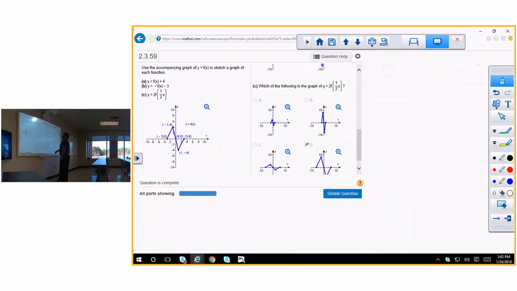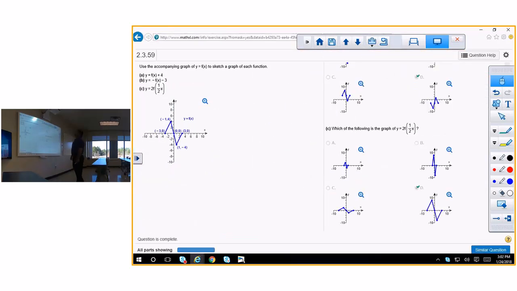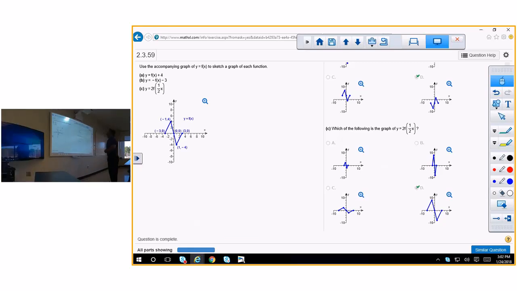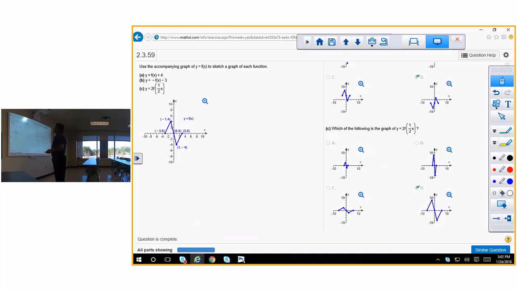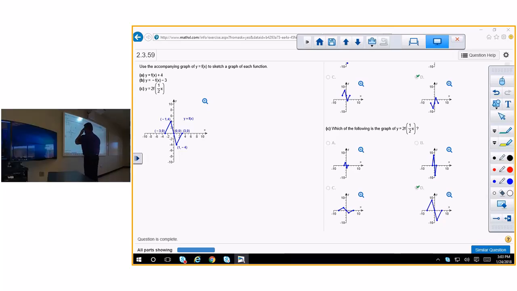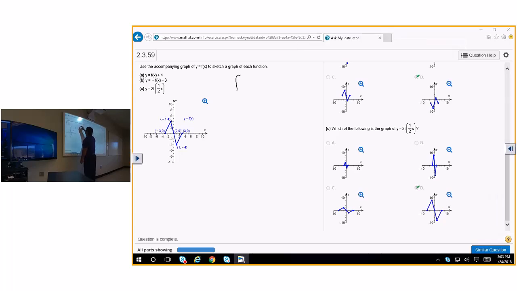Use the accompanying graph of y is equal to f of x to sketch the graph of each function. All right, f of x plus 4. Okay, well, before I do anything, let me just go here and remember. Now, you may not have gone over this yet or not in your book, but whenever you have a function, I'll just use what the book uses. f of x is equal to a times x plus h plus k.